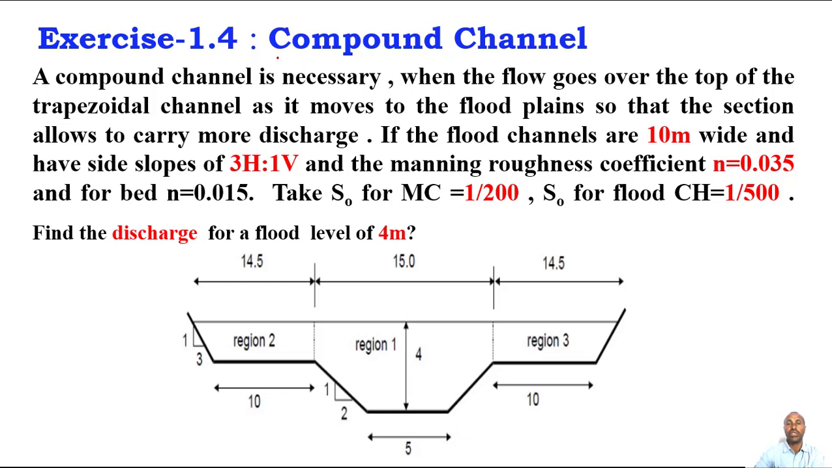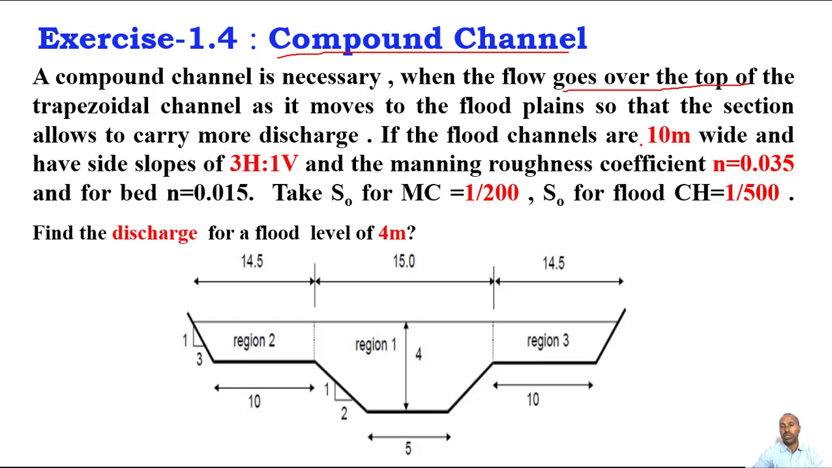Okay, so the second exercise is this one. A compound channel is necessary when the flow goes over the top of the trapezoidal channel as it moves to the flood plain, so that the section allows it to carry more discharge. So we provide a compound channel if the flood magnitude goes beyond the capacity of the main portion of the trapezoidal channel. We provide it on both sides, left and right, most of the time symmetrical. Then finally, it can accommodate the incoming flood discharge.